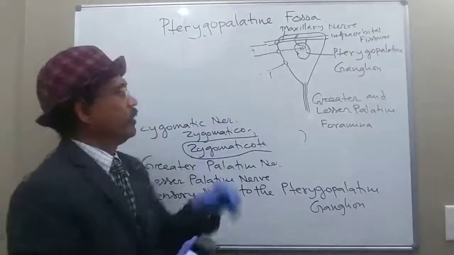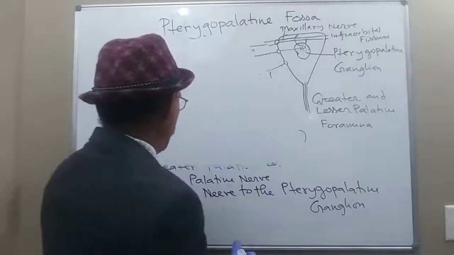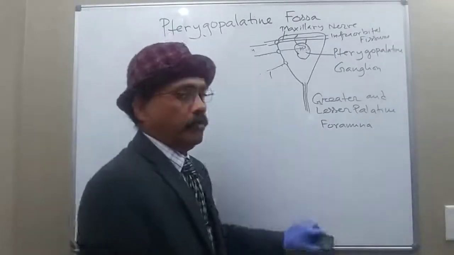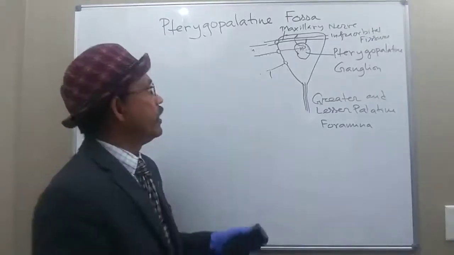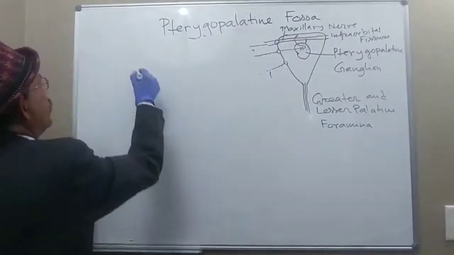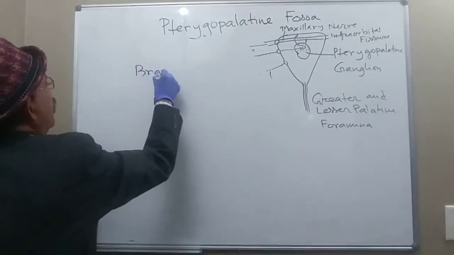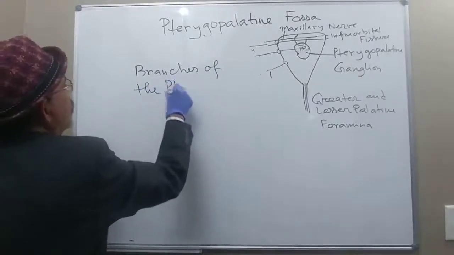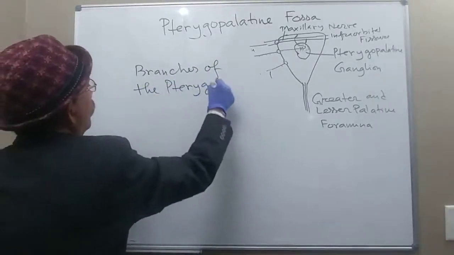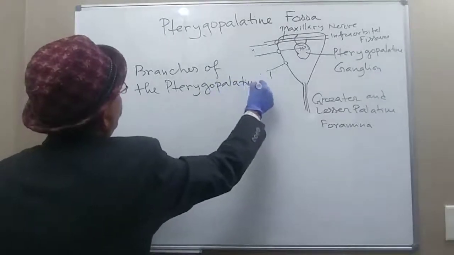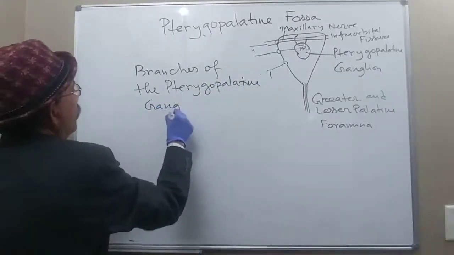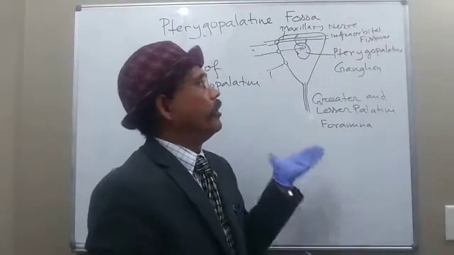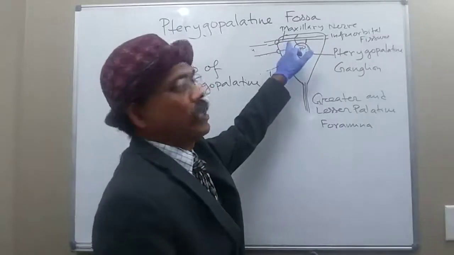Now we go to the pterygopalatine ganglion. This ganglion is flat and is the largest peripheral parasympathetic ganglion, one of the four parasympathetic ganglia of the head and neck. So what are the branches of the pterygopalatine ganglion? The branches will follow the branches of the maxillary nerve.